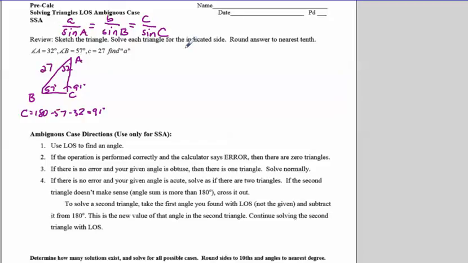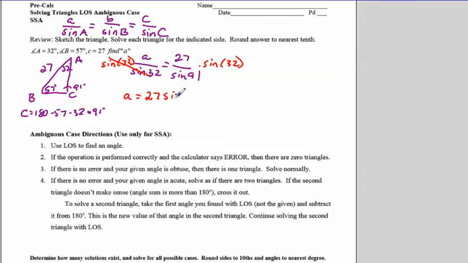So it says solve each triangle for the indicated side and round each answer to the nearest tenth. So I need to find side A. So I'm going to do A over the sine of angle A. And then I have to decide if I'm going to use B or C. If I look at the given information, I'm not given side B, but I am given side C. So I'm going to do C, 27 over sine of C, so that'd be sine of 91. All right, so now I need to get the A by itself, so I'm going to multiply both sides by sine 32. And these will cancel out, and in my calculator, I'm going to put 27 sine 32 divided by sine 91.